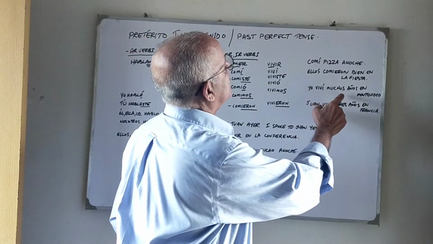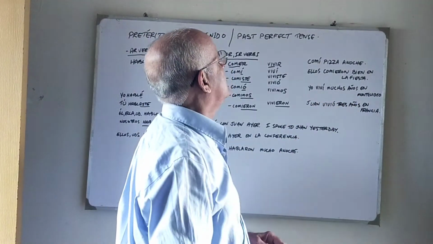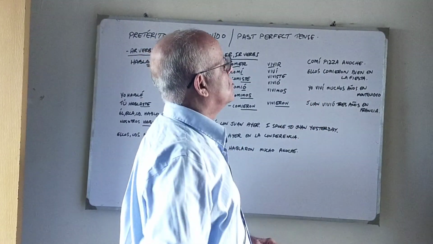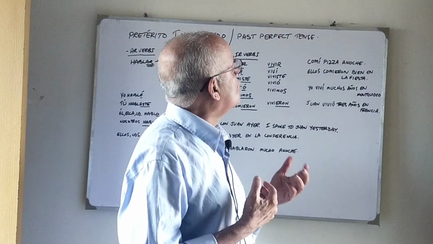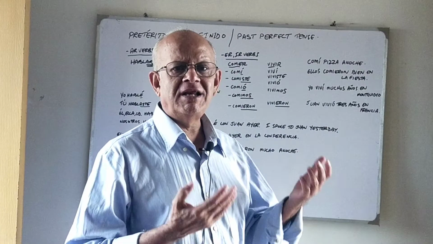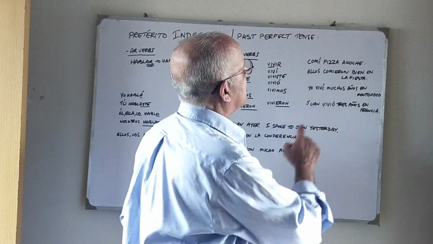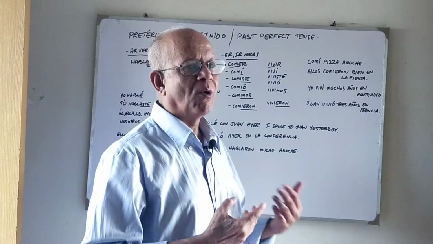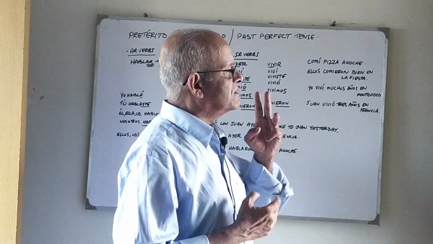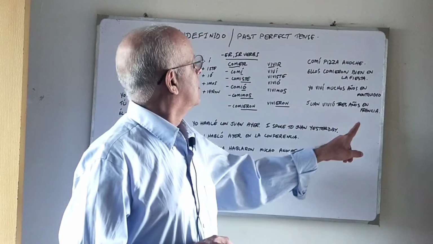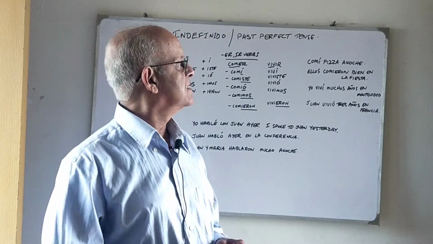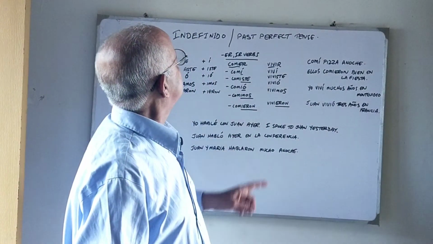Yo viví muchos años en Montevideo. Now it's an example of IR. Yo viví, I lived. Muchos años en Montevideo. I lived many years in Montevideo. Juan vivió 3 años en Francia. Juan vivió, Juan lived. Juan lived 3 years in France. Okay, so these are examples.